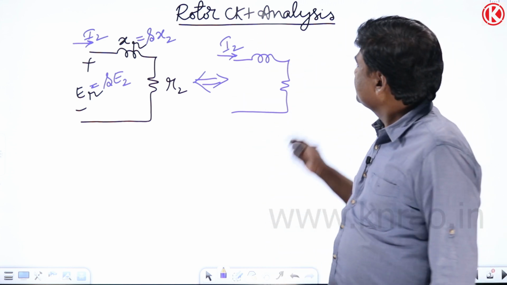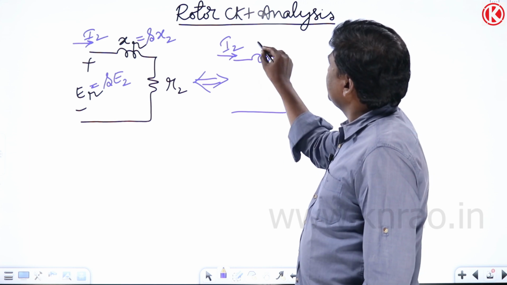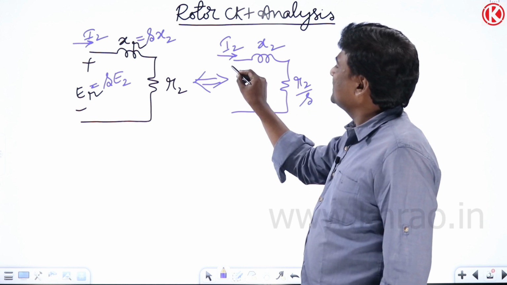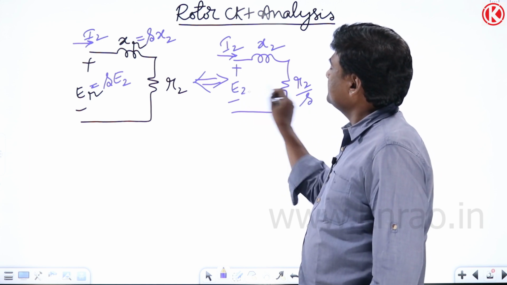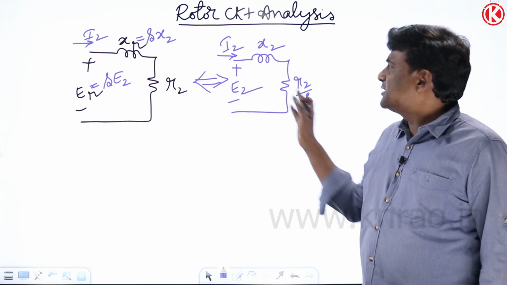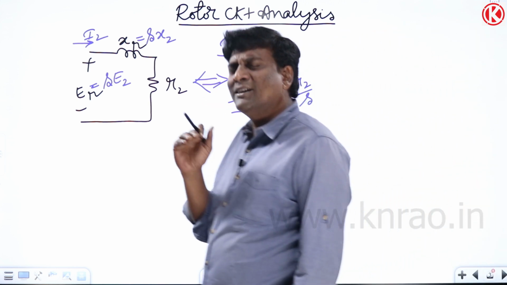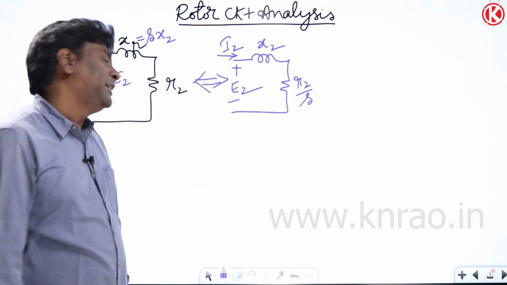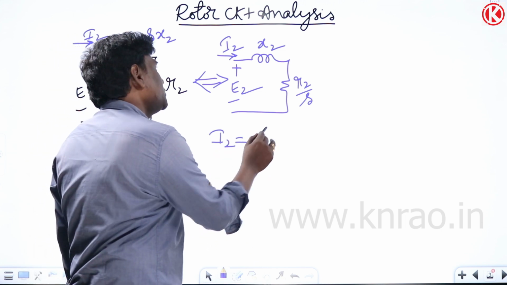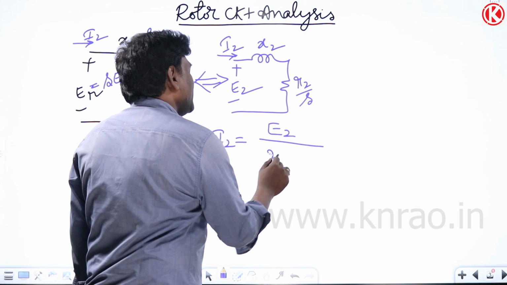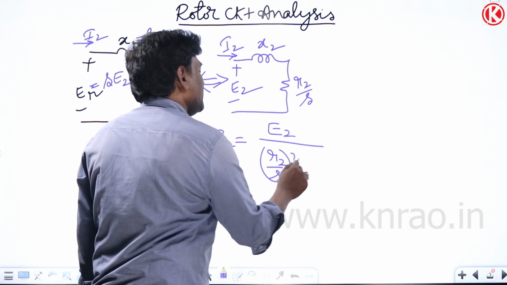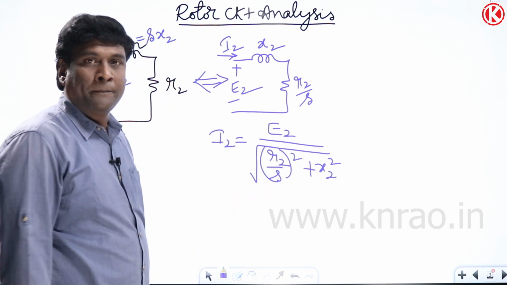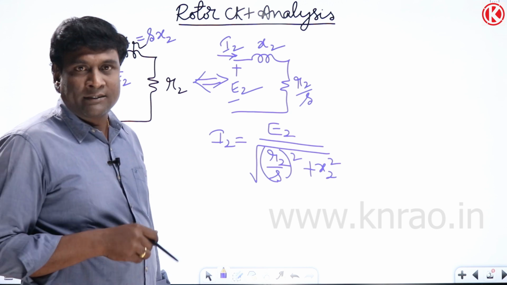I'm considering that's it. Here divided by S will give you X2, here divided by S will give you R2 by S, and here divided by S will give you E2. In which case, from this case to this case, frequency independence will come, and that's a kind of analysis which is not required as of now. The same current is going to be there in both cases. Let me write the equation: I2 is going to be E2 divided by the root of (R2 by S) square plus X2 square. This is the rotor current, or rotor current reflected to stator side, whatever it may be.